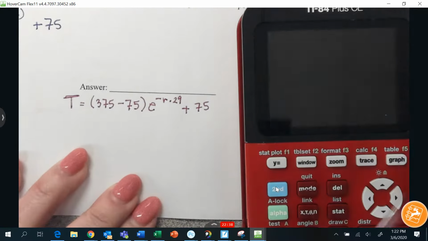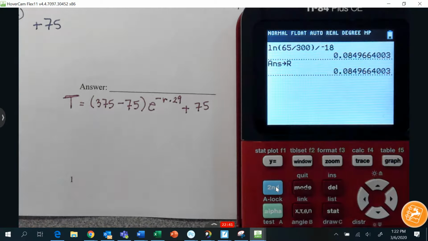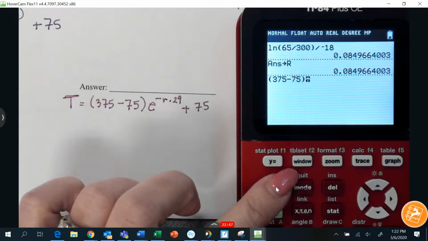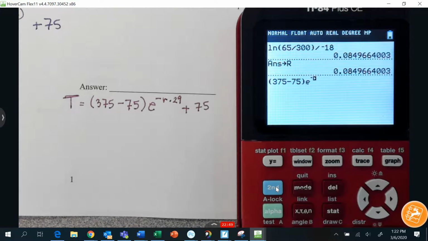So when I type it in, you don't even have to simplify anything. 375 minus 75, parenthesis, e to the negative r. So I'm going to do alpha times symbol. There's my r. And then I'm going to hit times 29, the minutes, plus 75. So I typed it all in. I already saved r, so it's in. And I hit enter. And I get approximately 100.53 degrees. About 100.53 degrees.